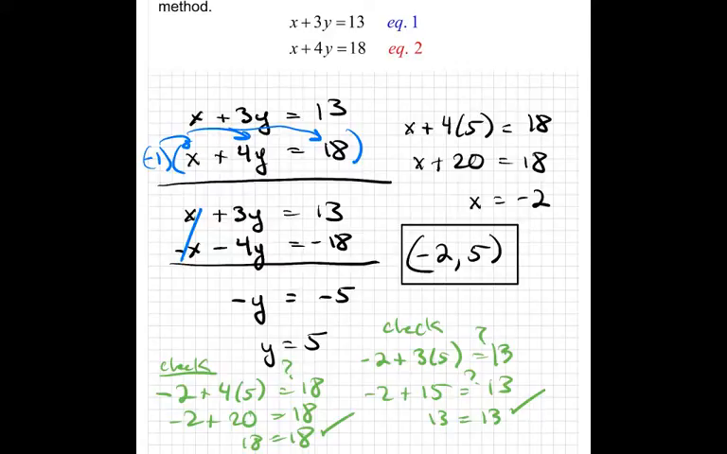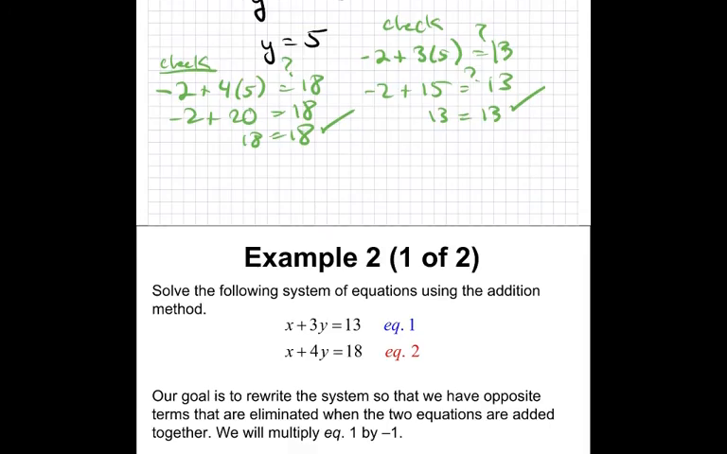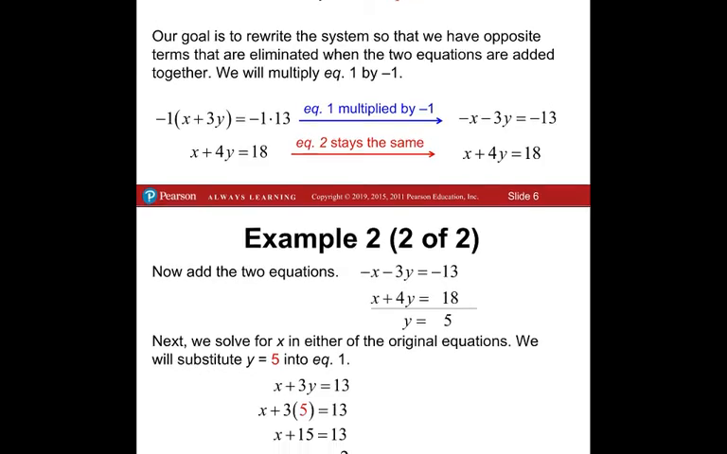I think last time we talked about if we wanted to solve this graphically, if we graph both of these lines, they should intersect at the point negative 2 comma 5. Okay. I'm going to let that be. So we got negative 2 comma 5, and you see it there.